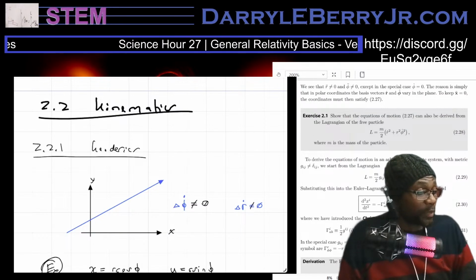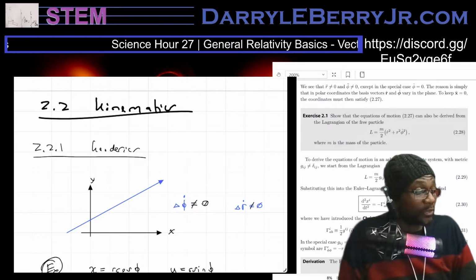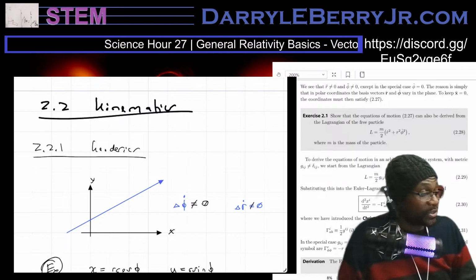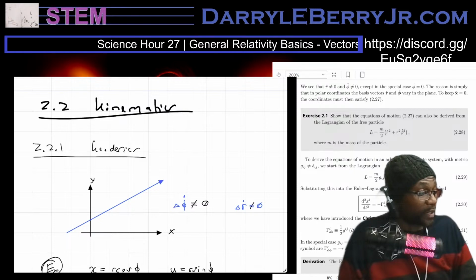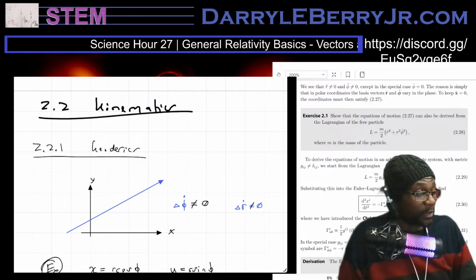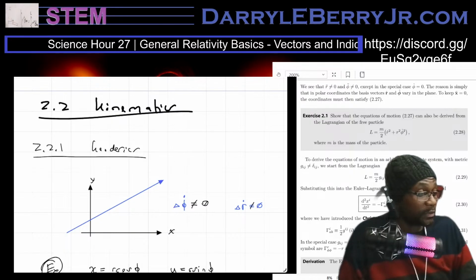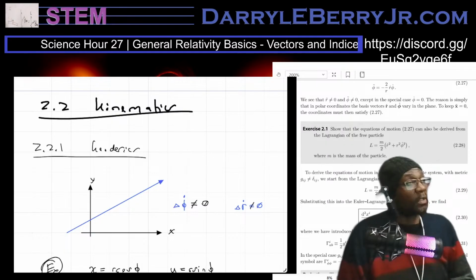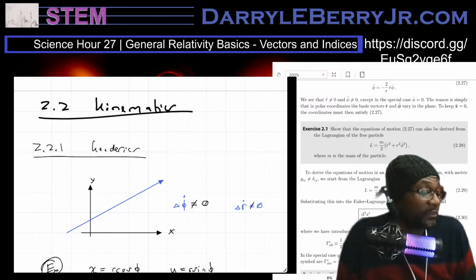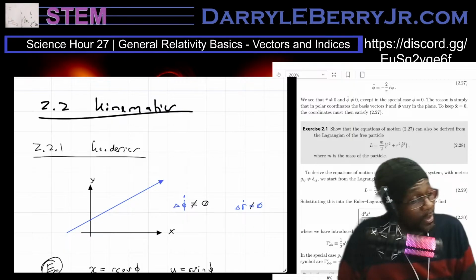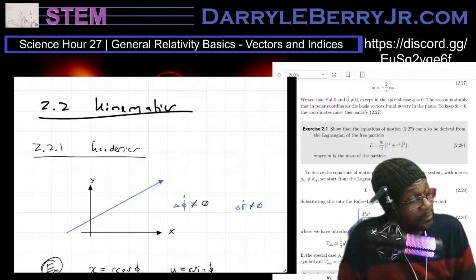To derive the equations of motion in an arbitrary coordinate system with metric g_ij not equal to the Kronecker delta, you start from the Lagrangian L equals m over 2 g_ij x^k x_i dot x_j dot. That's a sum. If I remember right, the Lagrangian is the kinetic energy minus the potential energy. I guess they're saying that the potential energy is zero.